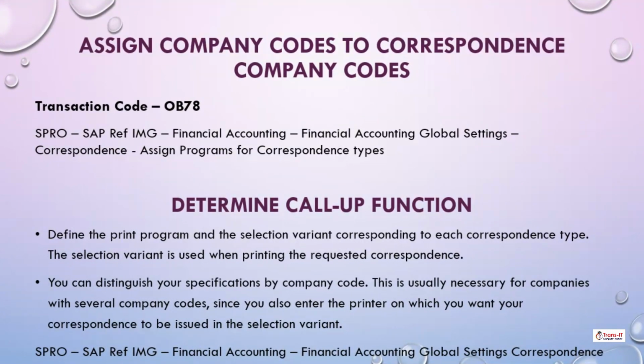Define the print program and the selection variant corresponding to each correspondence type. The selection variant is used when printing the requested correspondence. You can distinguish your specification by company code, and this is usually necessary for companies with several company codes. Since you also enter the printer on which you want your correspondence to be issued in the selection variant.